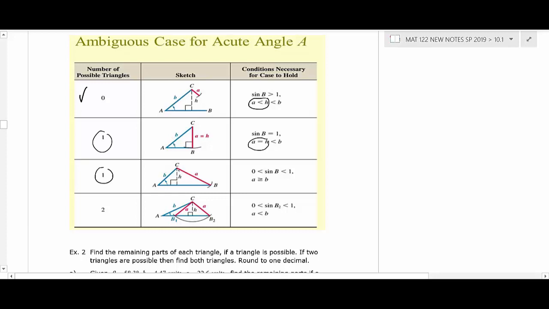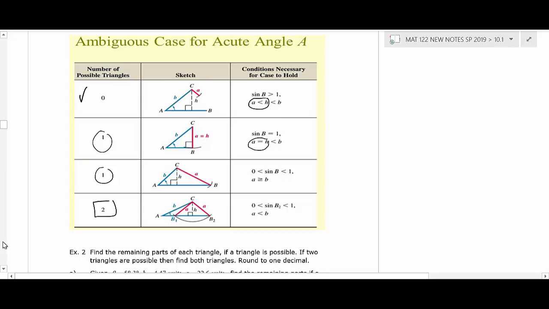The other possibility is you could end up with this side A being bigger than B, and then it turns out that 0 is less than sine B is less than 1. So the sine of this angle here ends up being between 0 and 1. And then if you have two solutions, it turns out that this side A is less than B, and then the sine of this angle B2 is between 0 and 1. Now, you're not necessarily going to have to know that.